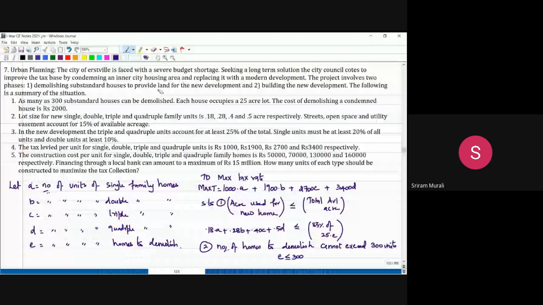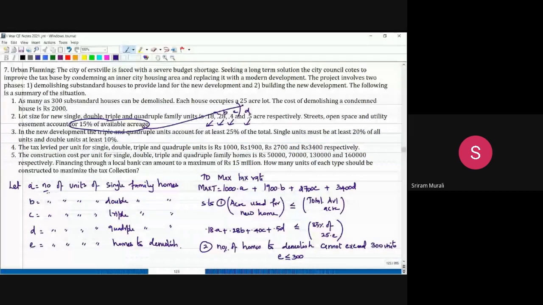The first constraint: whatever building we build should be within the available acreage. The available acreage is the land allocated for 1 story, 2 story, 3 story, 4 story buildings, only 85% of 25 acres. 1 story will take this, 2 story will take this, 3 story will take this, 4 story will take this, but I don't know how many to construct: A, B, C, D. All added together must be within this.